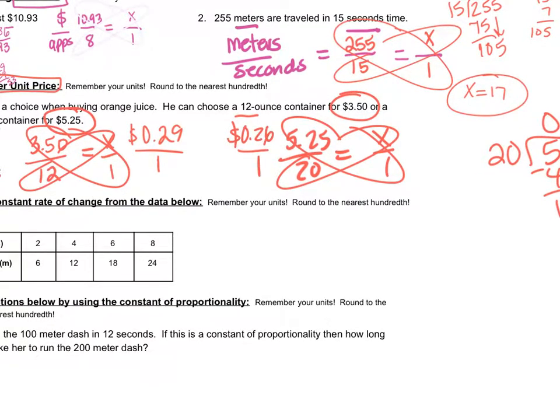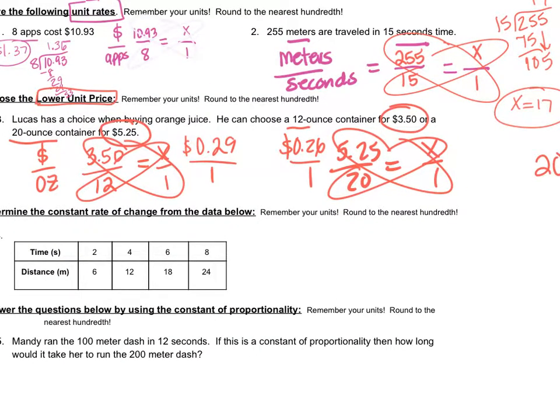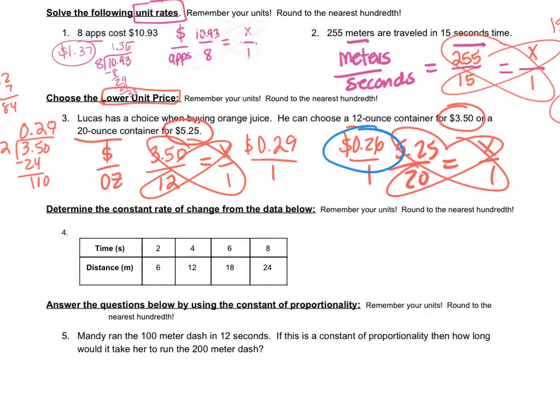Okay, so for my 12-ounce container, it was 29 cents per ounce. For the 20 ounce, it's 26 per ounce. Which one has the lower unit rate? 20. So the 20 ounce. The 20 ounce is cheaper because it's 26 cents per ounce.